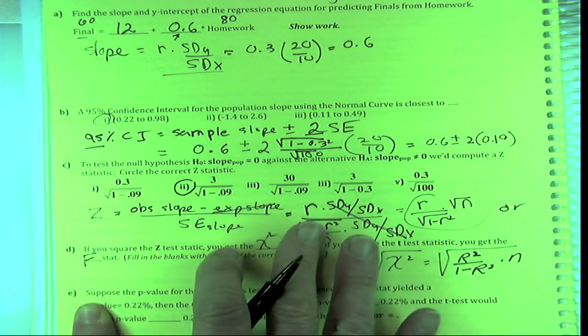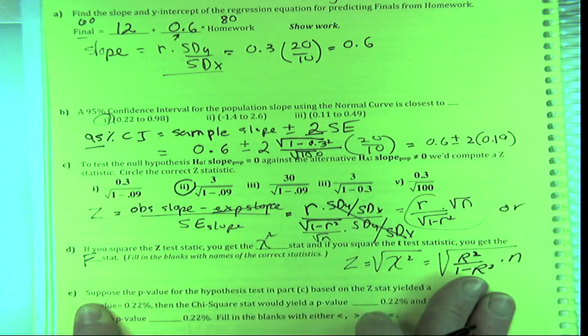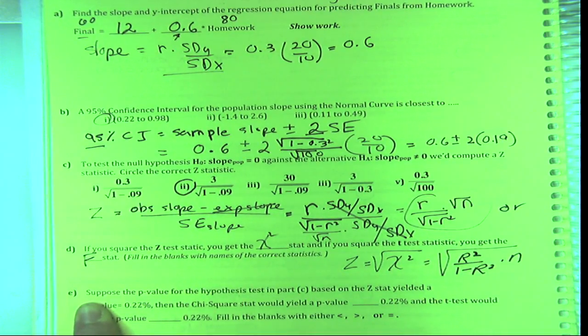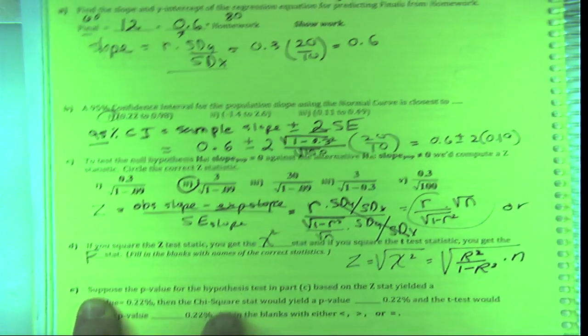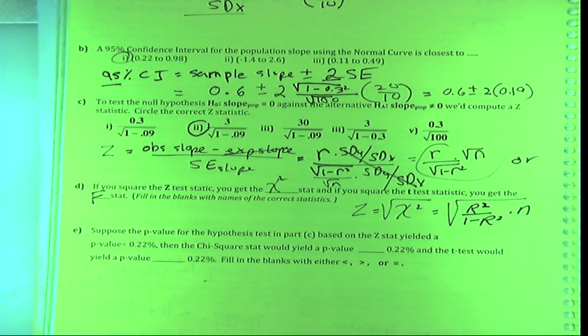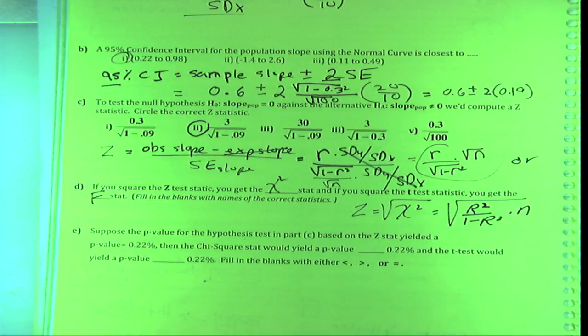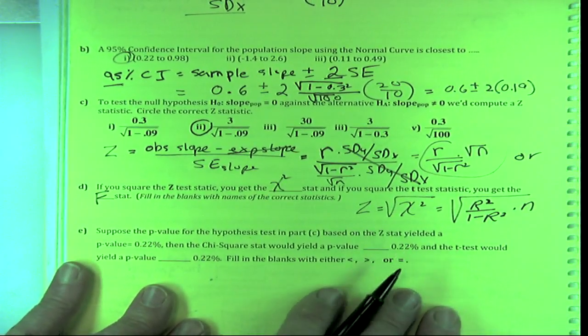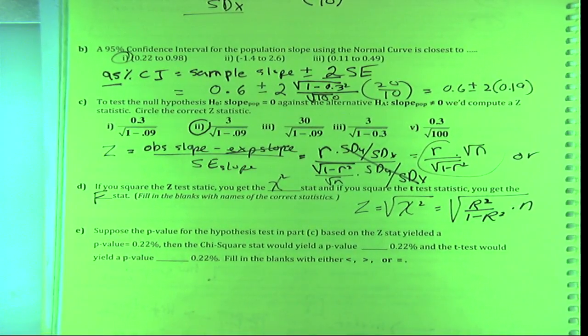Now remember, you can only do this when you have one slope. Once you start having multiple slopes, you have to use the chi-squared. All right, questions so far? Okay, suppose the p-value for that. Why don't you try this one first? Just see if you can fill this one in.